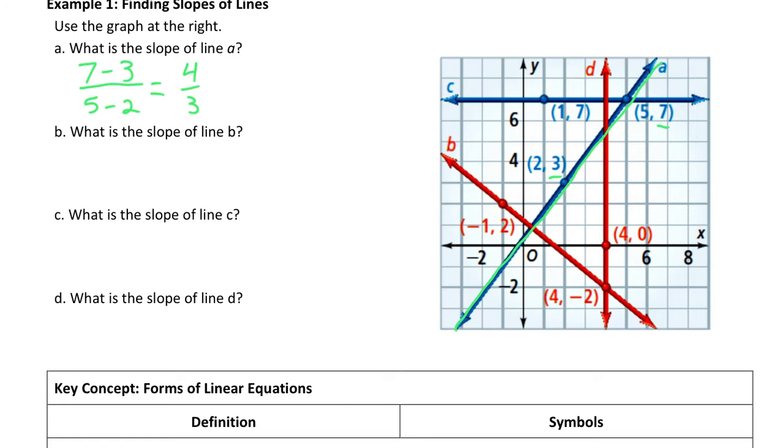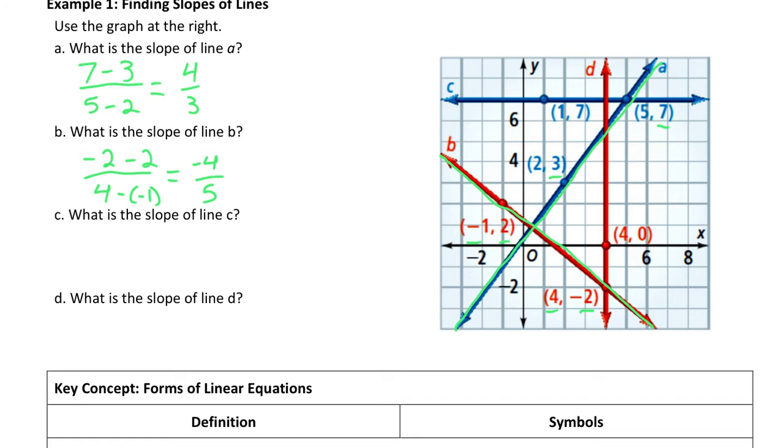For the slope of line B, that's the red line decreasing from left to right. That has the points (-1, 2) and (-2, 4). So if I do y2 minus y1, that would be 4 minus 2 on top, and then -2 minus -1 on the bottom. So the slope would end up being -2 over 1... and that should make sense that slope is negative because the line is decreasing from left to right.